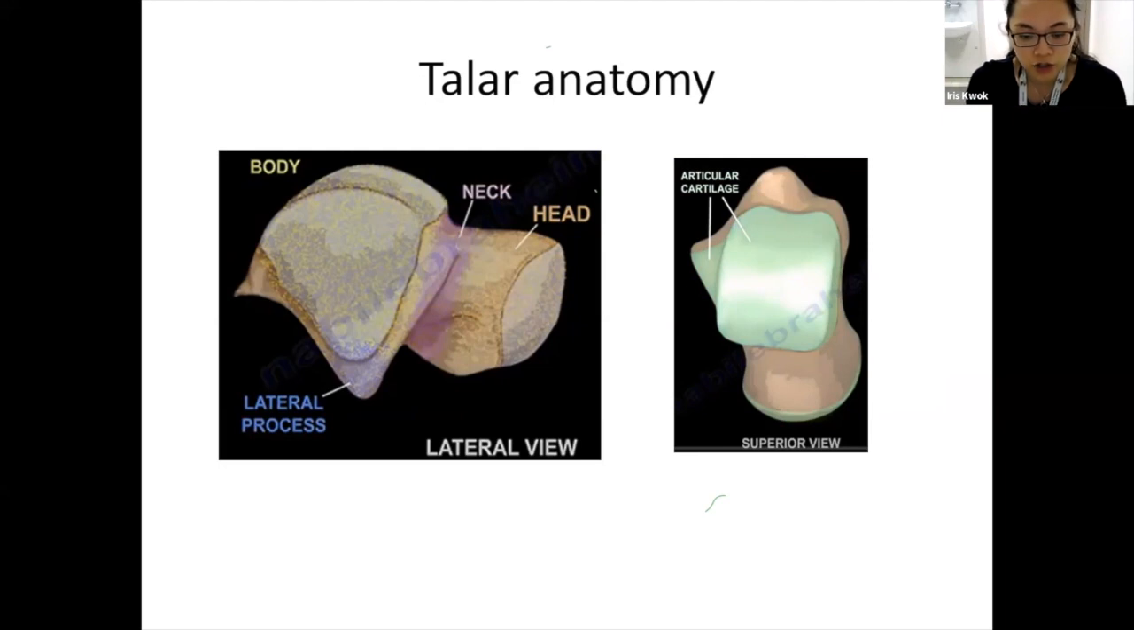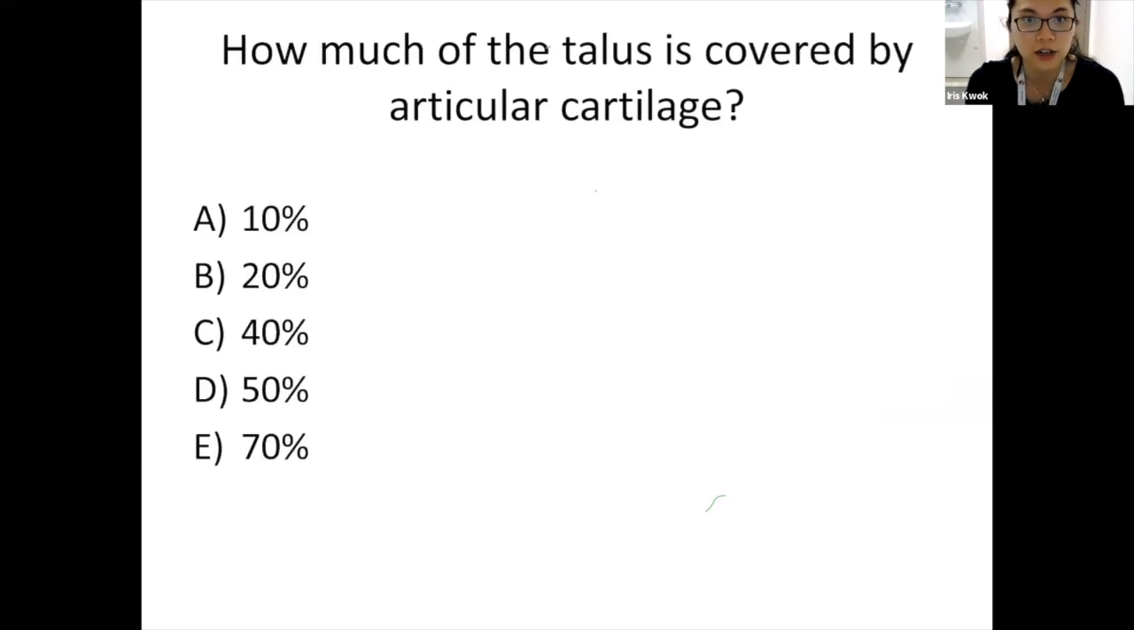So my next question to you is, how much of the talus is covered by articular cartilage? Is it 10%, 20%, 40%, 50% or 70%? Again, quick poll, quick show of hands as to what you think is the correct answer.